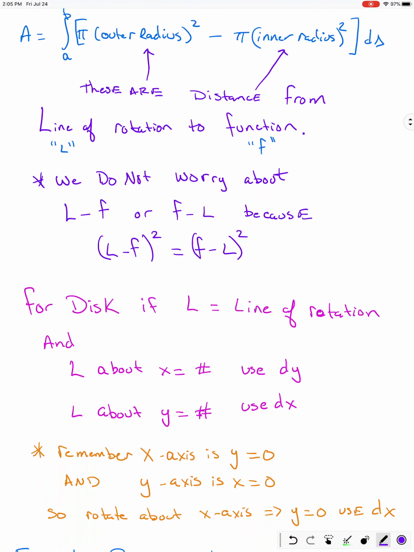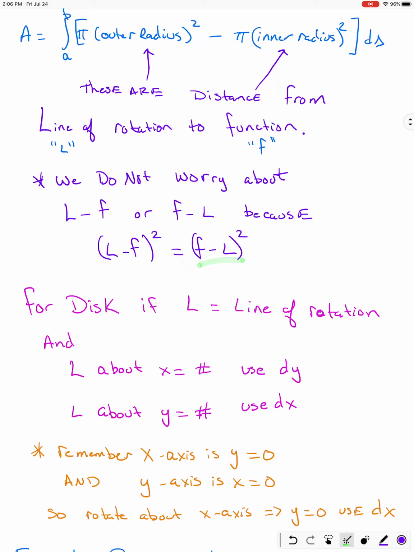So if I call the line of rotation capital L, and I talk about the function as being lowercase f, we don't have to worry about whether we do L minus f or if we do f minus L, because we're going to square it anyways, right? So we're doing f minus L and squaring it, or if we do L minus f and square it, it doesn't matter, because L minus f when we square it is exactly the same thing as f minus L when we square it.